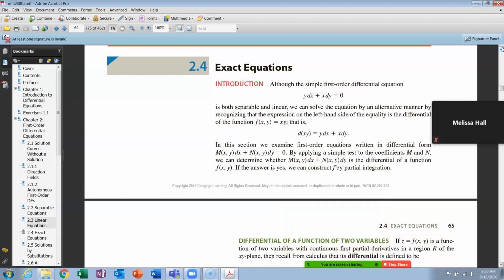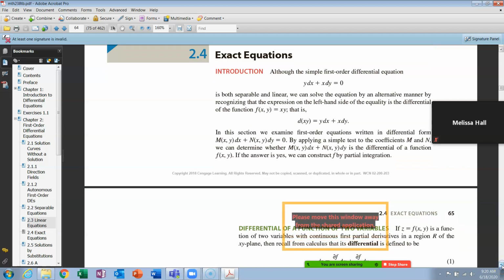So, yeah, it's okay. In this section, we'll examine something a little more complicated. Well, a lot more complicated. And that is equations written in this form: some M of x, y, that's some function of the two independent variables x and y, dx, plus some other function of those independent variables, N of x, y, dy, equals 0. Exactly the type of thing we have here.